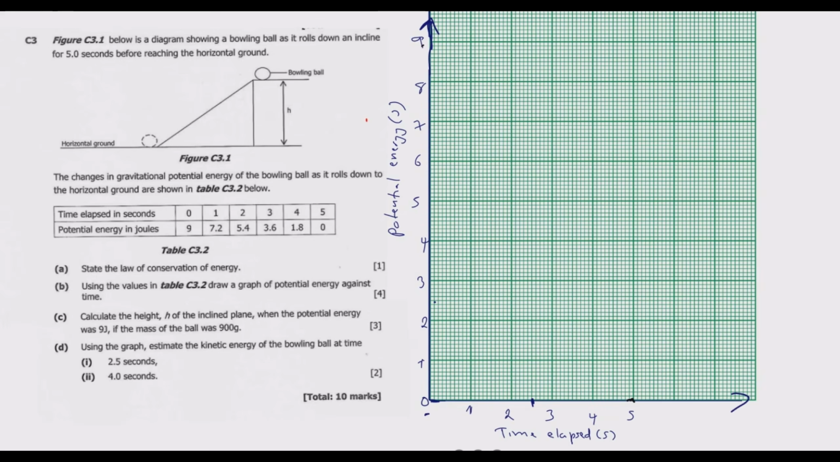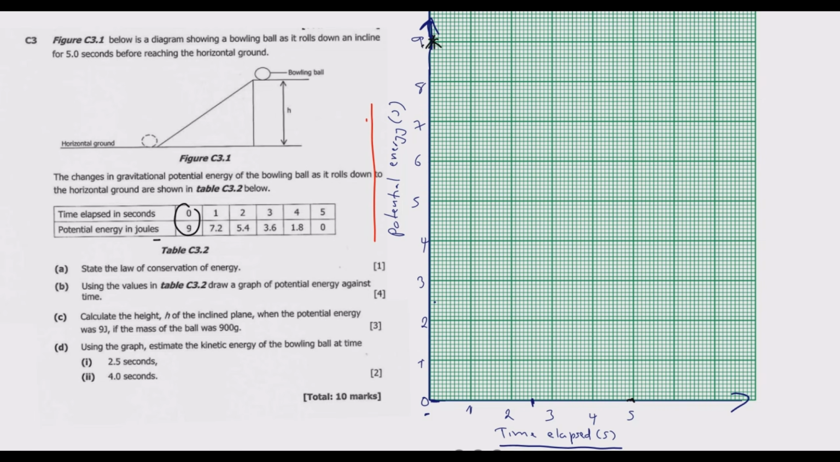Okay, so we have done the graph. So we've labeled the x-axis to be time elapsed in seconds, then the y-axis potential energy in joules. So what is needed now is to transfer these values, time elapsed against potential energy, on the graph. So the first coordinate is 0,9. So when time is 0, potential energy is basically 9. So it's at that point.